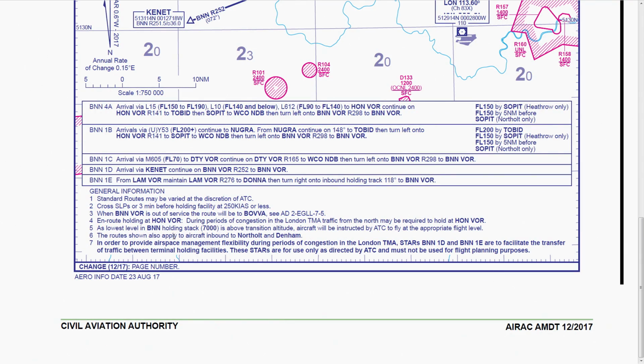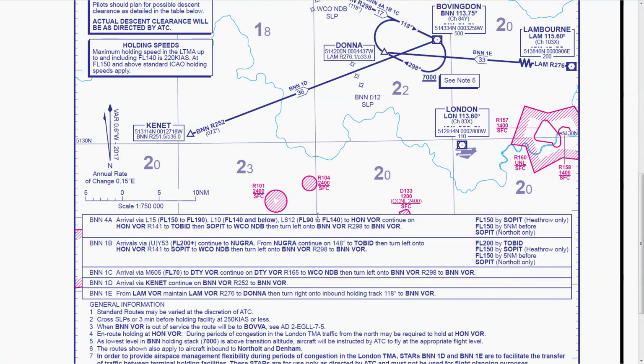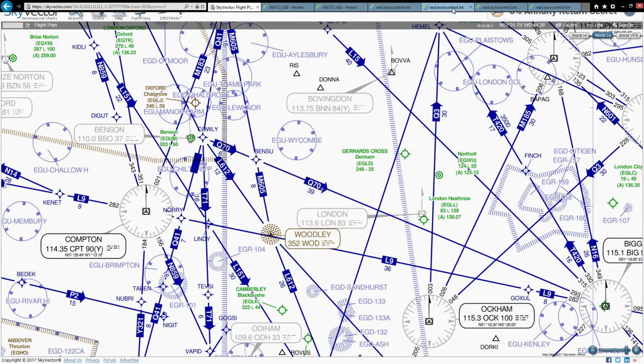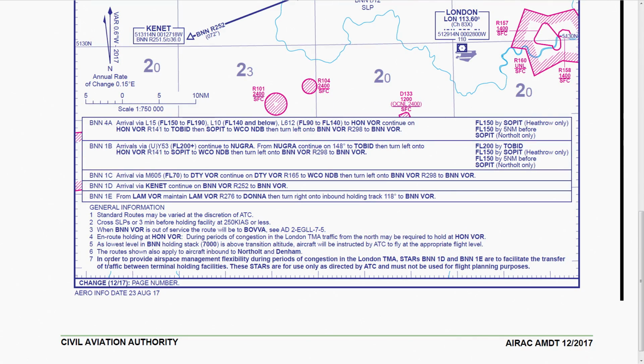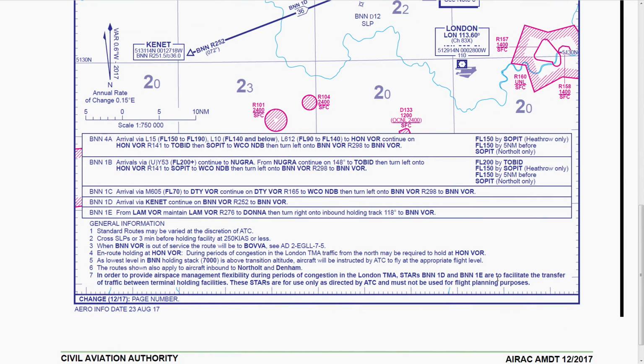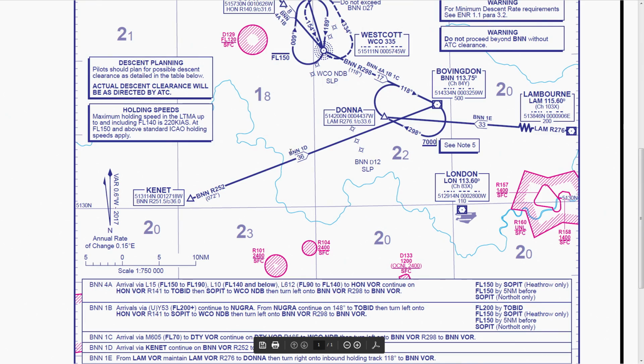The routes shown also apply to aircraft inbound to Northolt, which is the RAF base, and Denham, which is Gerrard's Cross. Which, if we have a look here, there's Gerrard's Cross, Denham. Going back onto that, last but not least, in order to provide airspace management flexibility during periods of congestion in the London TMA, stars Bovingdon 1 Delta and Bovingdon 1 Echo are to facilitate the transfer of traffic between terminal holding facilities. These stars are for use only as directed by ATC and must not be used for flight planning purposes. So when you're doing your flight plans, you do not assume that these two are going to be used.